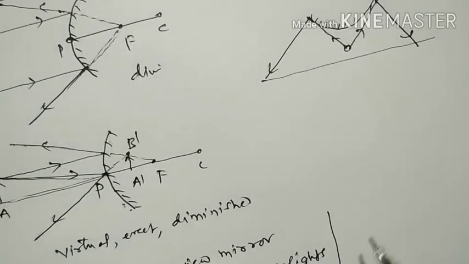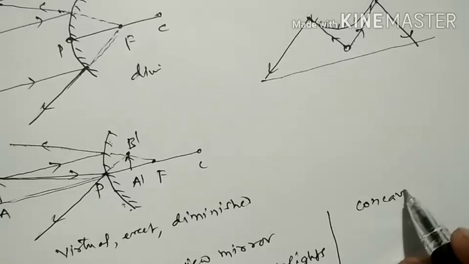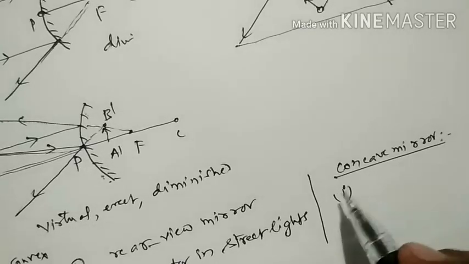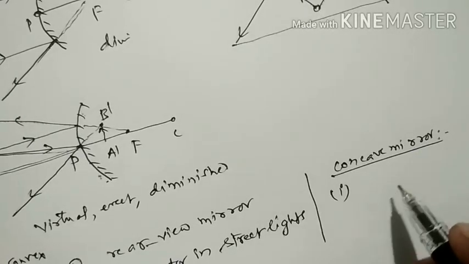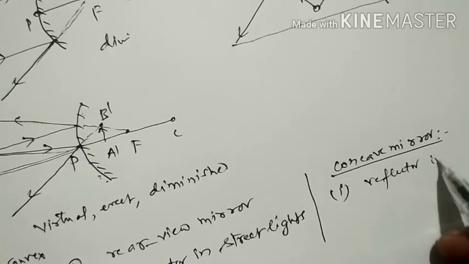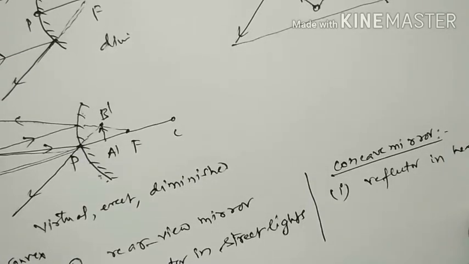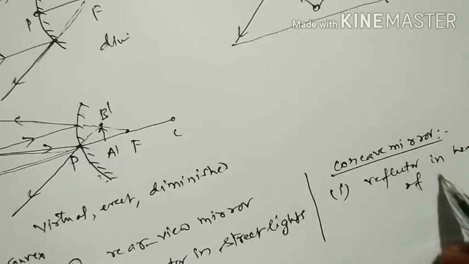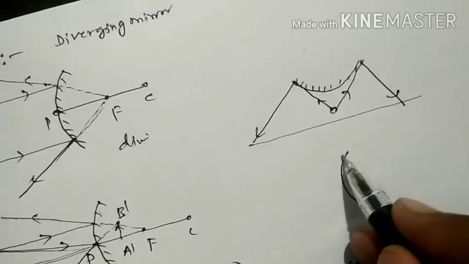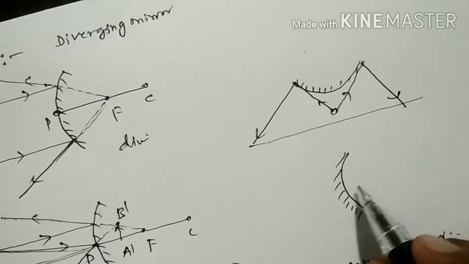What are the uses of concave mirror? The concave mirror is used as a reflector in headlights of a car or automobile. So this is the concave mirror in the headlights of the automobile.